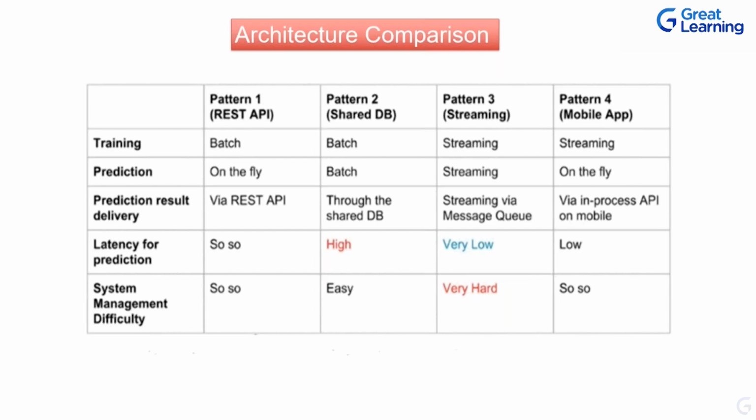Now if you go back, as I said, when you are doing an interface through an API, the system management difficulty is so because in this case, with the hardware being used, there is no demarcation saying this is a separate environment for training or model building, and this is a separate environment for prediction. Pattern 4 is more used for our mobile applications. Again, the training is streaming and the prediction happens on the fly. This is using an API on the mobile. Latency is low, and the system management difficulty is so.